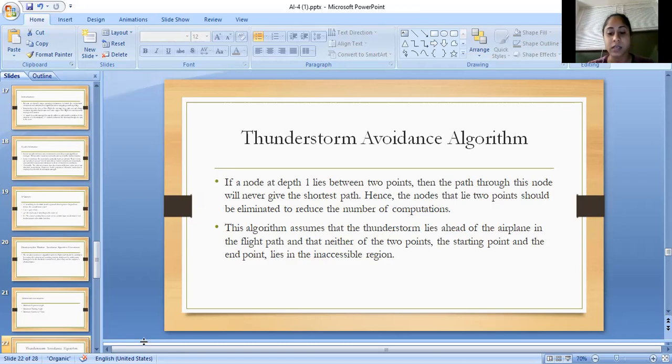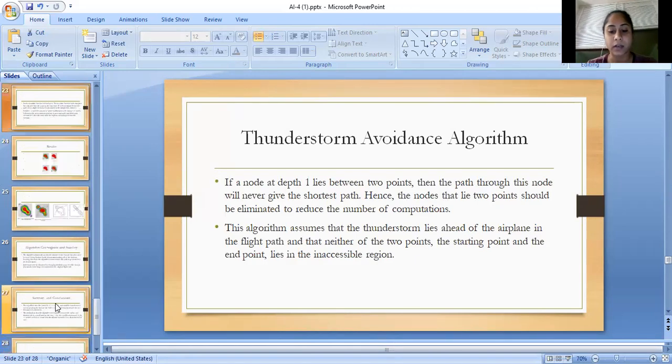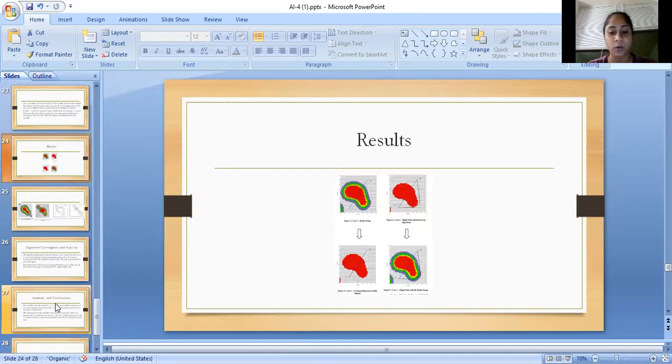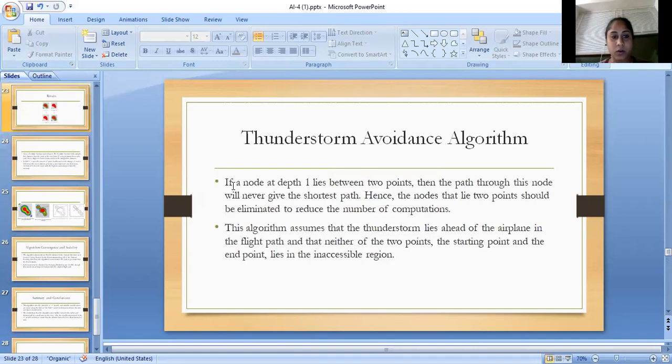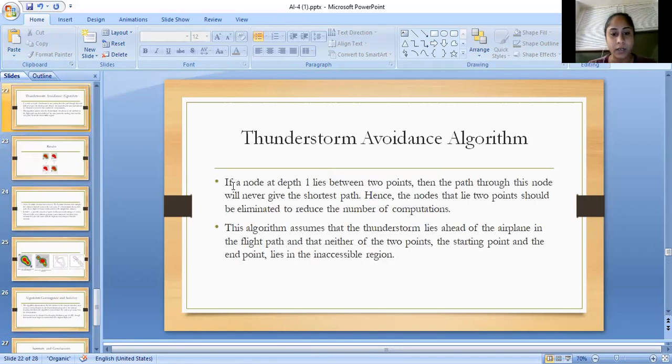In this case, when the grid size of the map is bigger than that of the radar image, the intensity of each grid in the map is set to the maximum intensity found in the area of the grid. The region where the intensity is greater than 25 dBZ in the map is set as inaccessible. This algorithm basically assumes that the thunderstorm line is ahead of the airplane on the flight path and neither of the two points, the starting point and the end point, lies in the inaccessible region. If the starting point and the end point are not in the thunderstorm, then the root node in the search tree is the starting point and the terminal node is the end point. Lastly, the number of nodes that can be generated at each stage is limited.